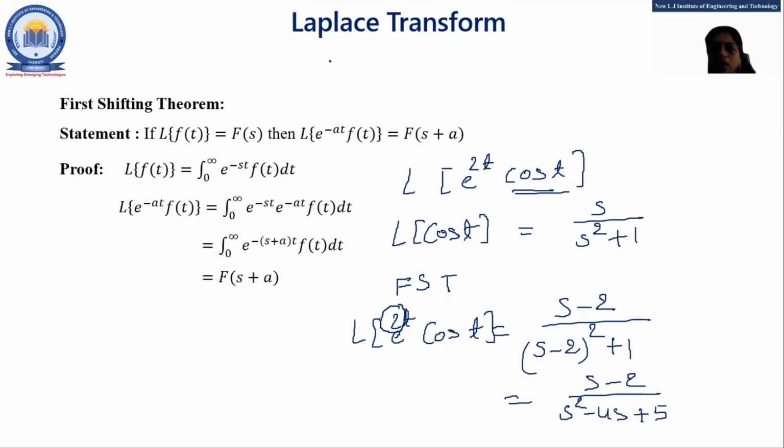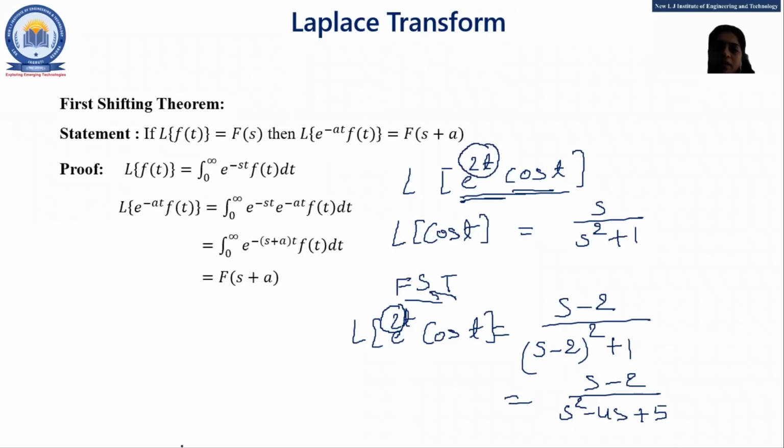When you are asked to find the Laplace transform with two terms, one term is a function of t and the other term is an exponential term, first you have to find the Laplace of your function of t, and then by applying the first shifting theorem, you just replace your s by s plus a or s minus a, and that plus or minus depends on the multiple of t in the exponential term, right?